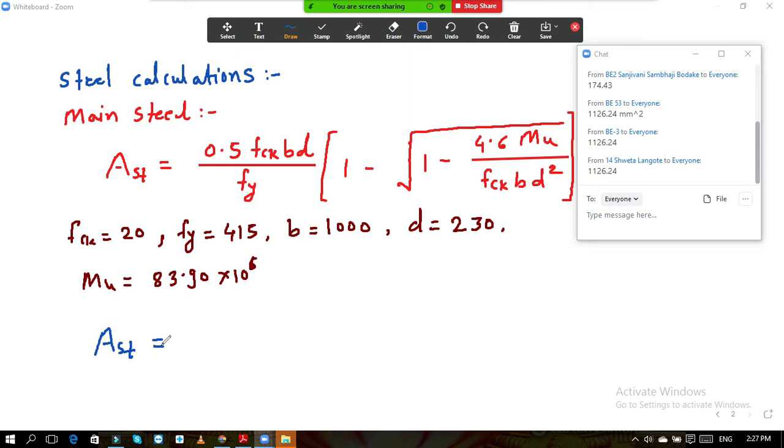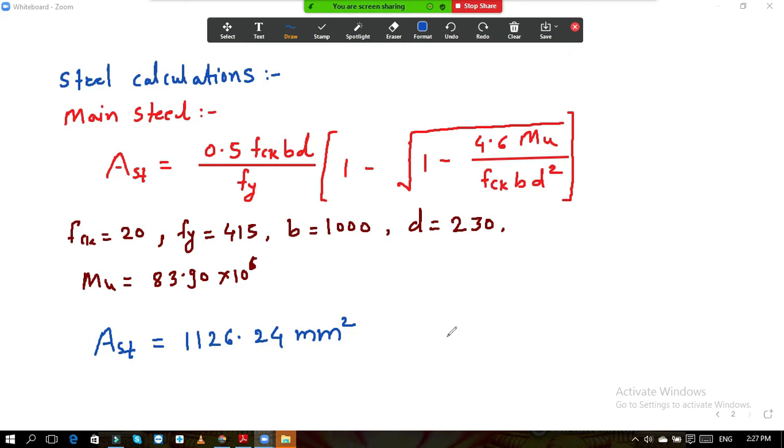1126.24. Okay, so the answer is 1126.24 mm square. This is the answer. Okay. Now, what bar diameter have we chosen? We have chosen 10 mm diameter bars. So calculate the number of bars now.